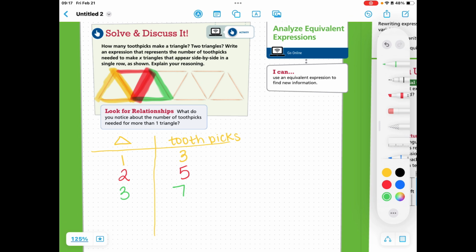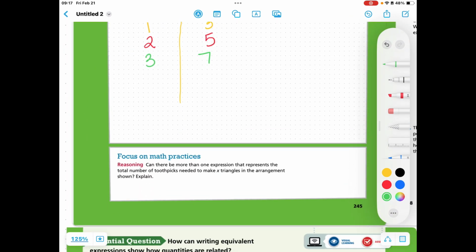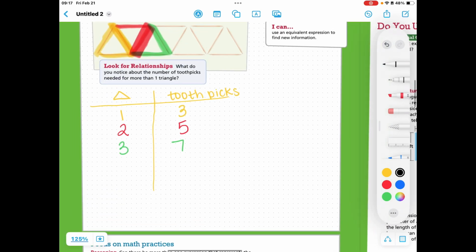So write an expression that represents the number of toothpicks to make X triangles that appear side by side in a single row, and explain your reasoning. I want you guys to try that out, because there's going to be different answers. The reason I say that is because the next question is, can there be more than one expression? I'm letting you guys know now, yes, there can be, that represents the total number.